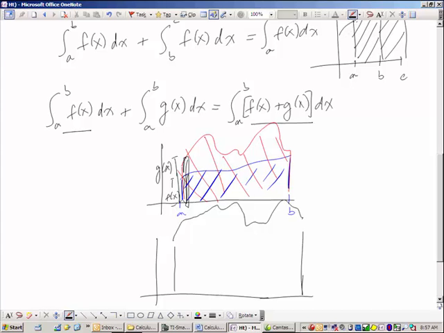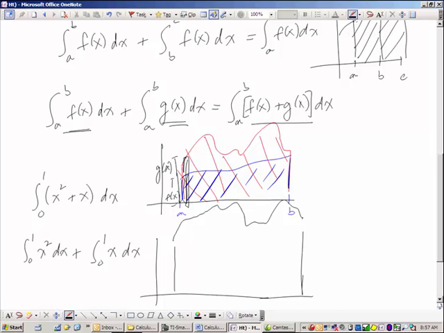If I have the sum of two functions, I can break those down into the definite integral of one of the functions plus the definite integral of the other function. So, for example, if I have, let's say, the definite integral from 0 to 1 of x squared plus x, that's the same as the definite integral from 0 to 1 of x squared plus the definite integral of x.